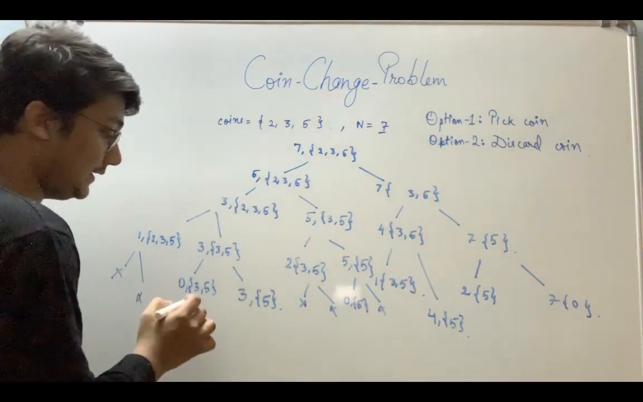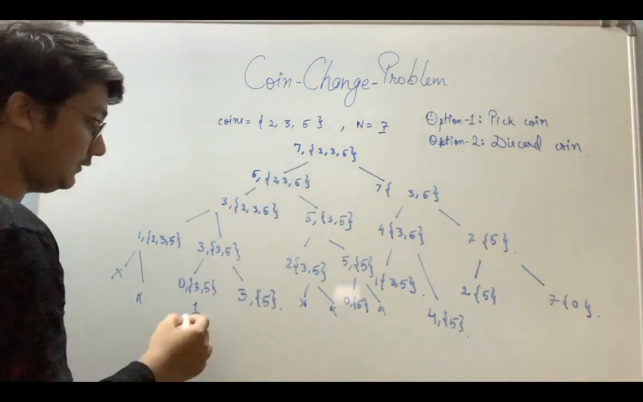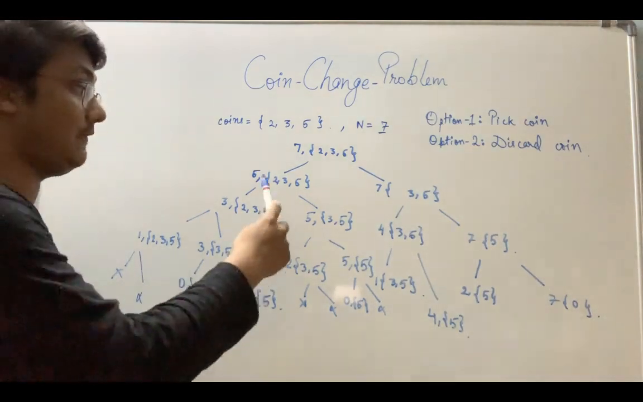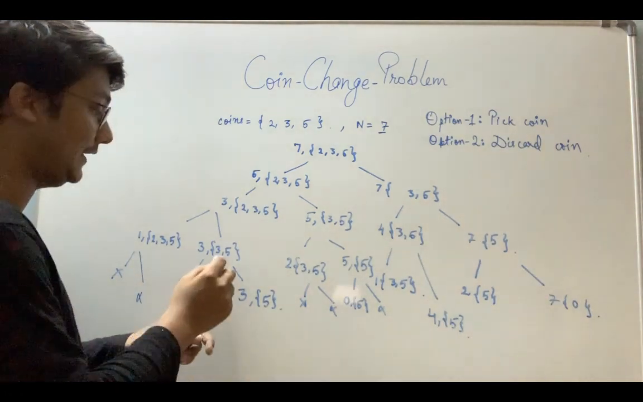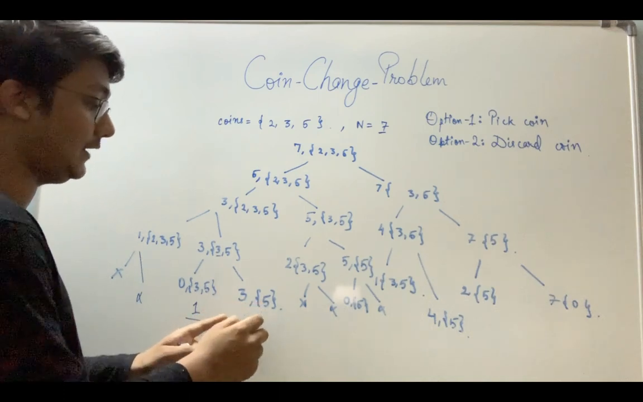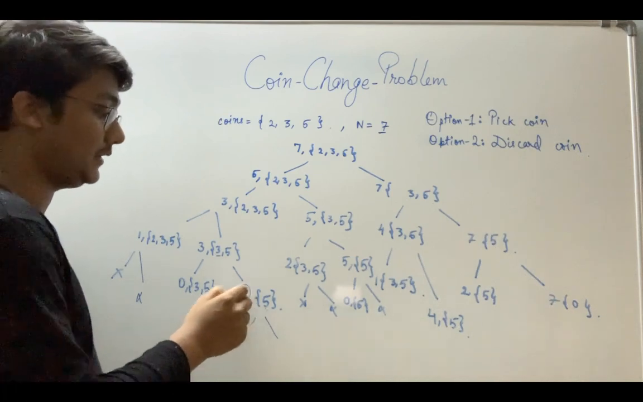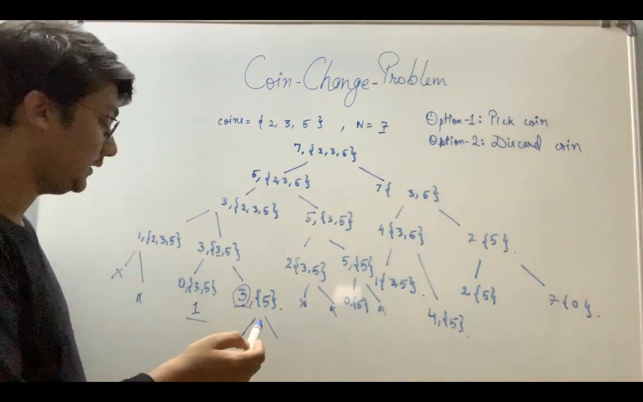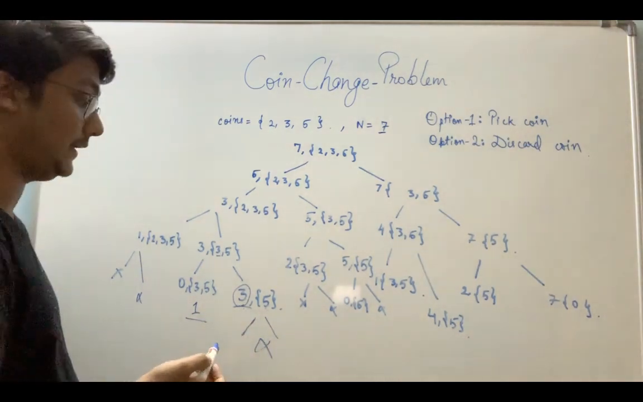So this yields a result of 1, which means if you go down this path, you will get 1 way to make change for 7 using 2, 3 and 5. Now similarly, we can discard 3 here, and when we do that, we are not able to make any further changes because any picking or discarding will reduce the number and make it negative, and we will not be able to make any coin changes there. So this subtree is also discarded.